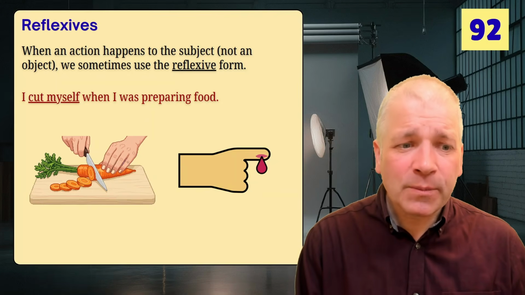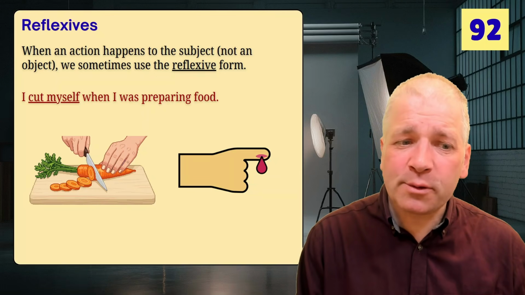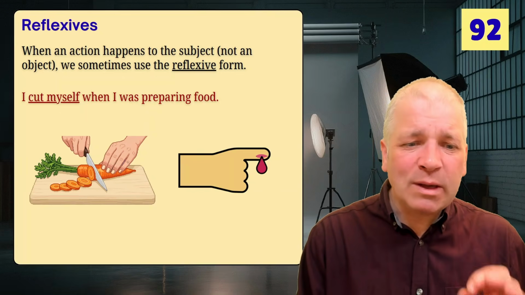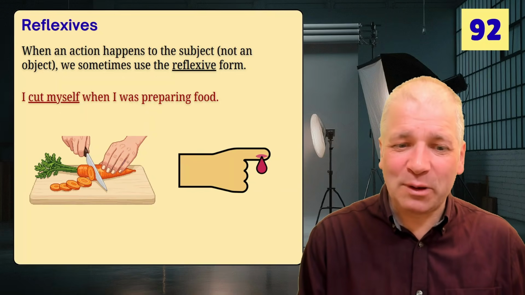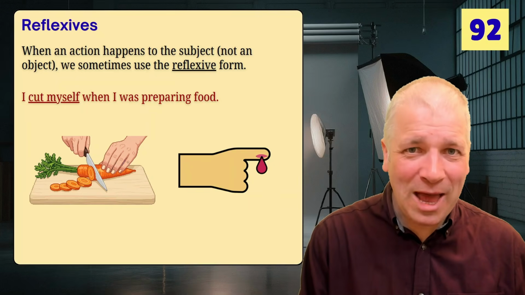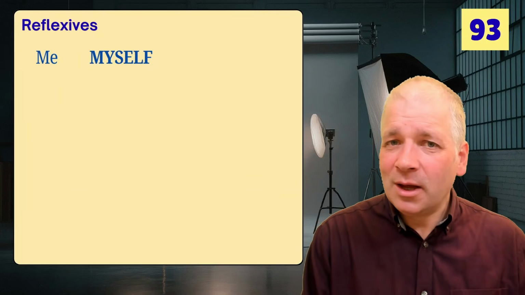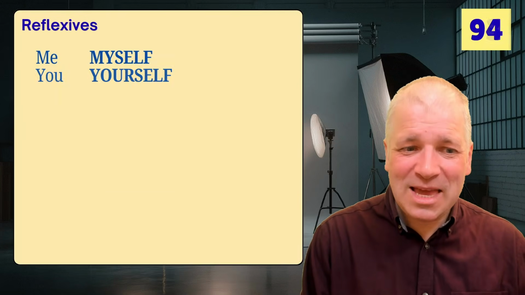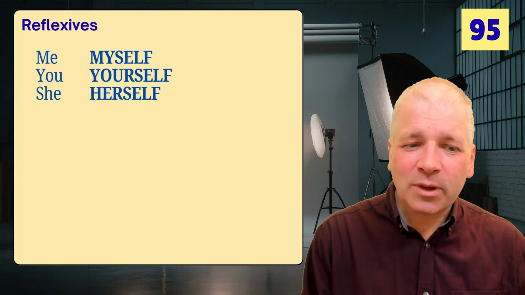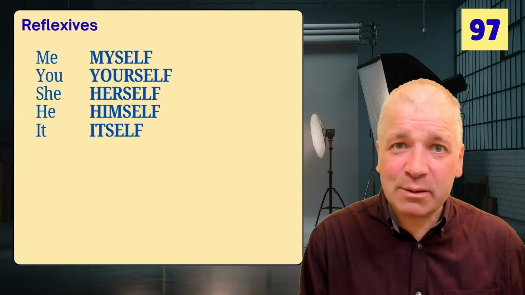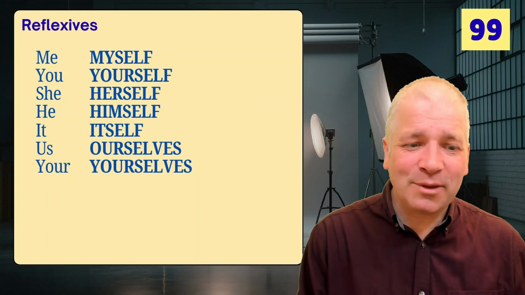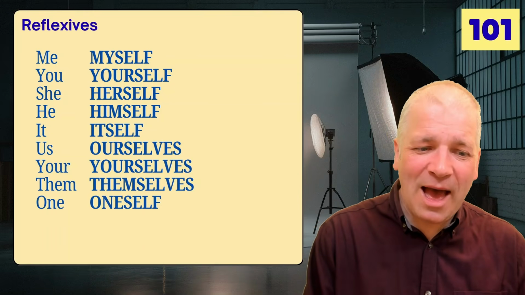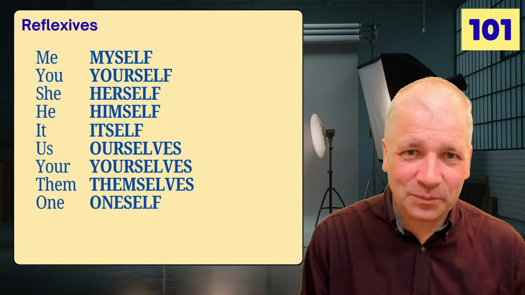Reflexives are this. When an action happens to the subject, not to the object, which is what normally happens, we sometimes use the reflexive form. For example, I cut myself when I was preparing food. Now, the reflexive pronouns that we use are myself instead of me, yourself instead of you, herself, himself, itself, ourselves, yourselves, and sometimes themselves and oneself.